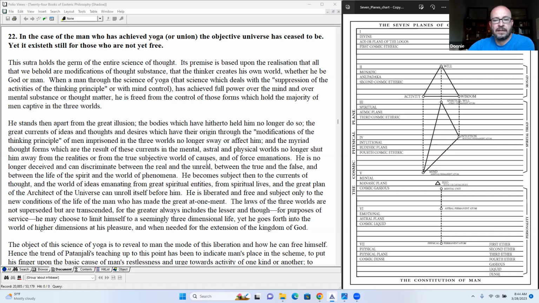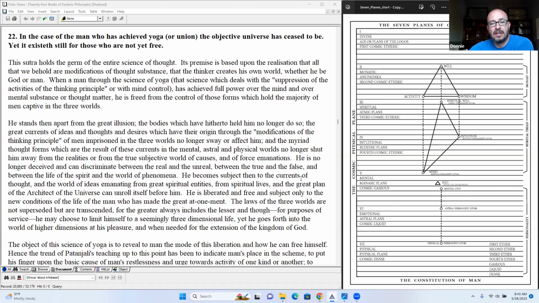And of course, we have to understand that these things exist and have this foundation prior to, otherwise it would look like a pretty insane event, in my estimation. As I'm reading this, imagine not having this knowledge. He is no longer deceived and can discriminate between the real and the unreal, between the true and the false, and between the life of the spirit and the world of phenomena.